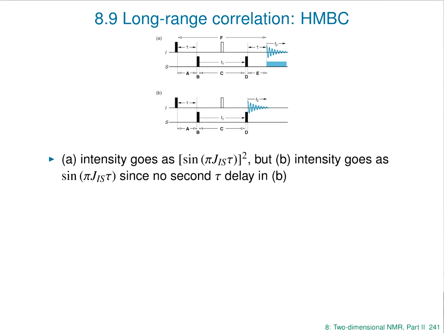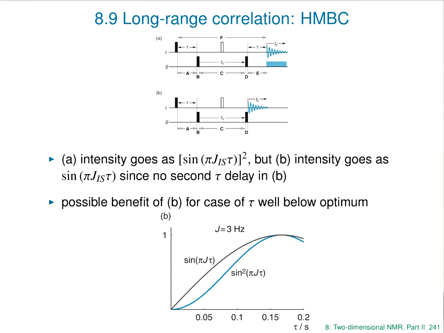Well, the reason that might be an advantage is that if you're using a value of tau which is well below the optimum, then sine squared is much less than sine. You see, if you're right out at the top here, where the intensity is almost 1, they're the same. But if you're working right down here, where tau is much less than the optimum, you might get more intensity using experiment B rather than experiment A. And in fact, the experiment which most people call HMBC, heteronuclear multiple bond correlation, is normally experiment B, where you leave out the decoupling and just have one tau delay.